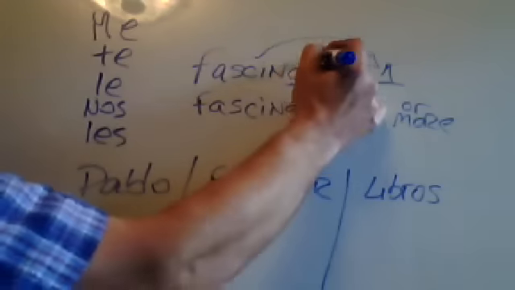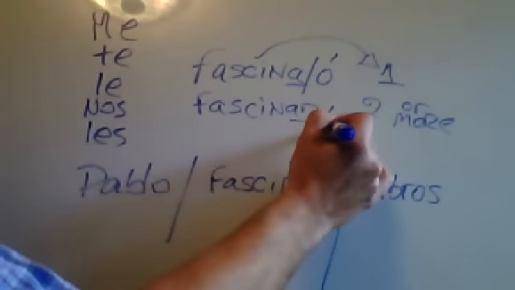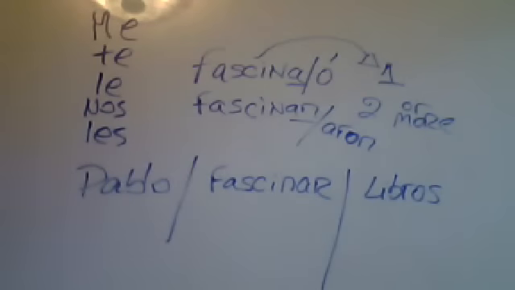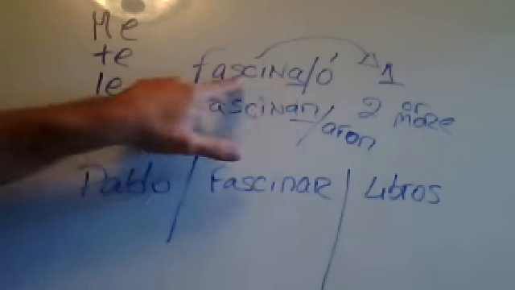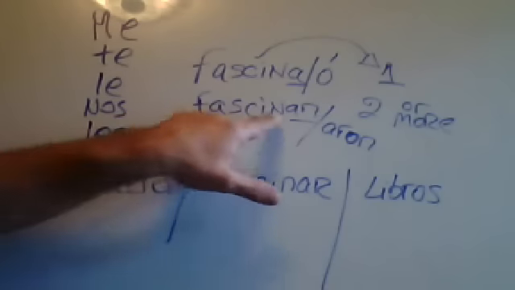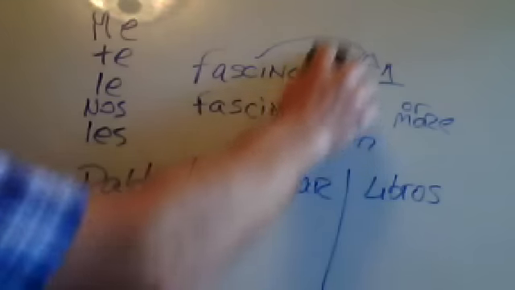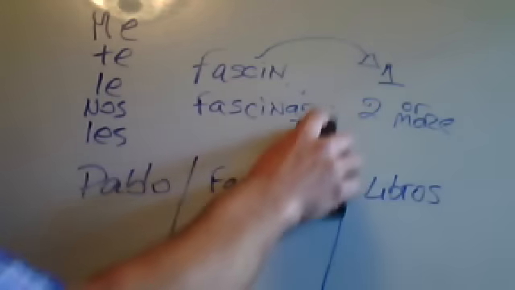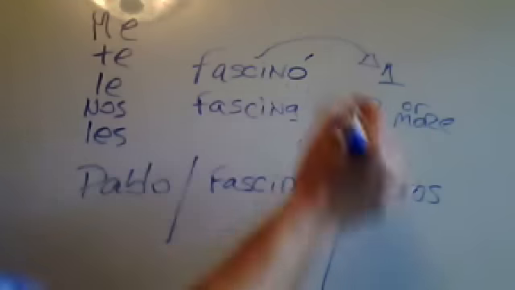Now, remember that the past is fascinó or fascinaron. Okay, because you will have to talk in past in this exercise on your final. Entonces I will have: me fascina is present, me fascinó is past, me fascinan present, me fascinaron past. Entonces I will write down exactly how it is to avoid confusions. Me fascinó one, me fascinaron two or more.